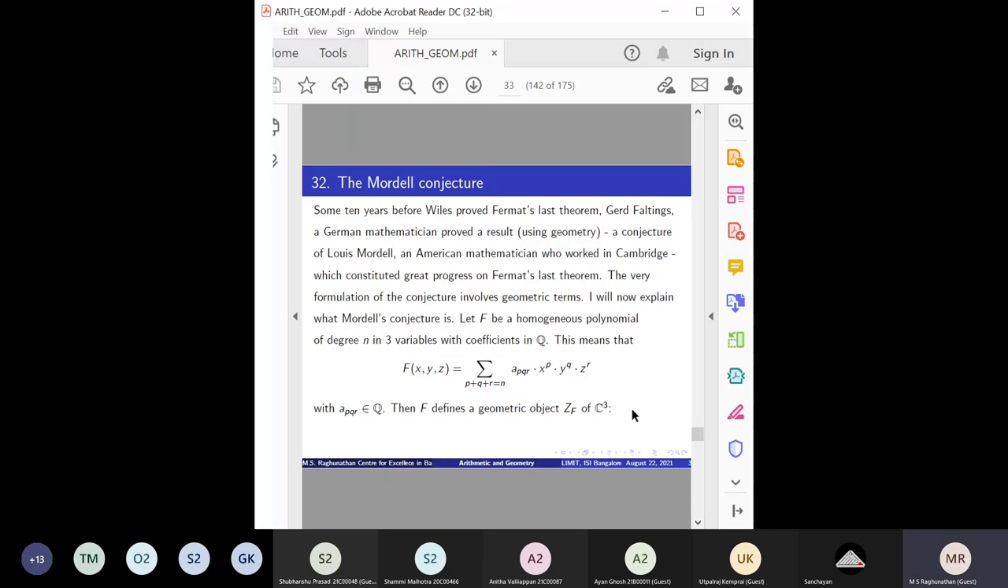Then F defines a geometric object in C^3, the three-dimensional complex vector space. Like R^3, you can also talk of C^3, though it cannot be visualized. It's a six-dimensional Euclidean space, the same as R^6, if you like. But what's the geometric object I'm looking at? It's the set of points with complex coordinates such that F(x, y, z) is 0. This set is obviously a geometric object. After all, the circle is a geometric object. This is a similar thing in higher dimensions, except that we are now asking for coordinates to be complex. But anyway, it's a geometric object.